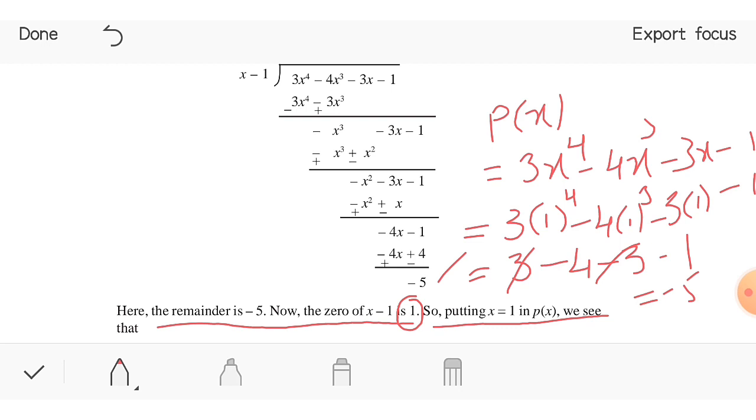Okay, this is how we find the remainder by using the long division method and also by using the remainder theorem. Thank you, hope you all understood. Practice the same kind of problems from the exercise. We'll continue in the next class. Thank you all.